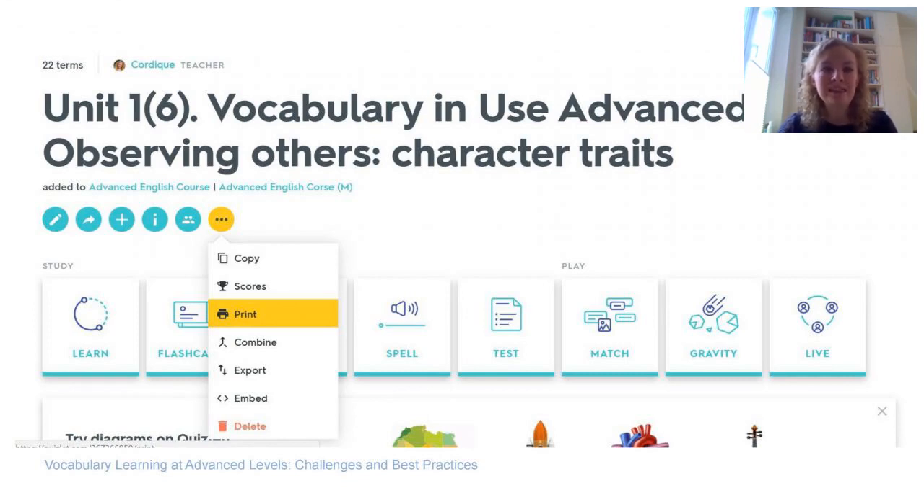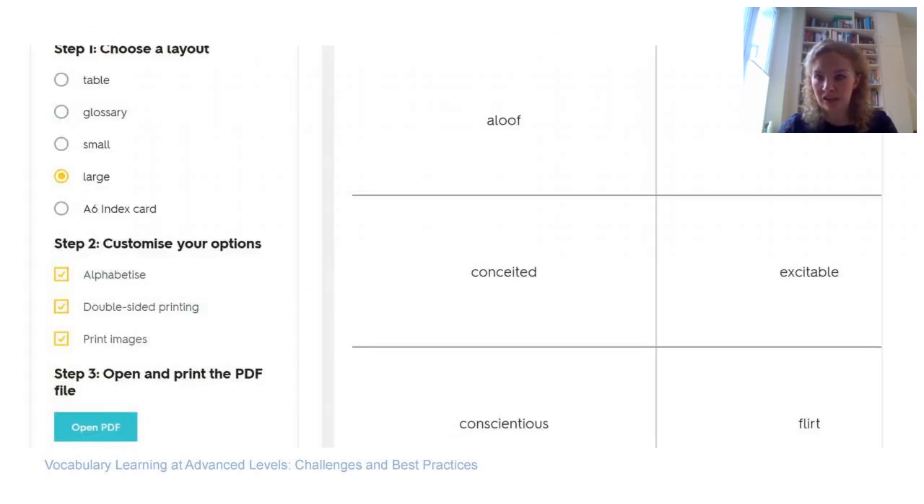Yeah, you go to print and then you choose large layout and double-sided printing. And this is where you can print the first layer and then you turn the page and you print the back of your card and then you cut it out. And this is how you can have a ready-made set to use in class.